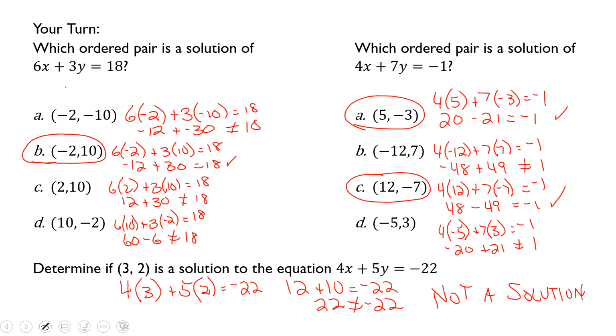Another way we can ask this, in the last one, is to determine if this is a solution. So all you're doing is plugging the 3 and the 2 in for x and y. So we have 4 times 3 plus 5 times 2 equals negative 22. We find out that that's 12 plus 10, so it's 22, but that does not equal negative 22, so our answer is not a solution.